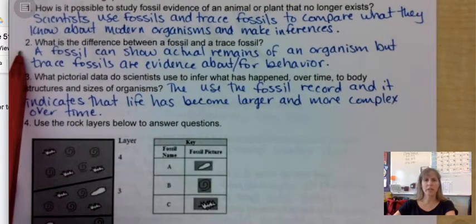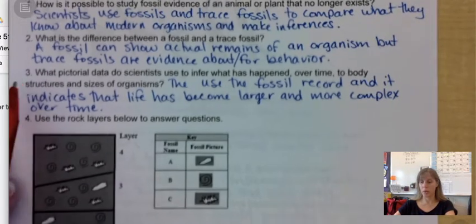Number 2, what is the difference between a fossil and a trace fossil? So a fossil can show actual remains of an organism, but trace fossils are evidence for behavior or about their behavior because they're like footprints or impressions in the soil.